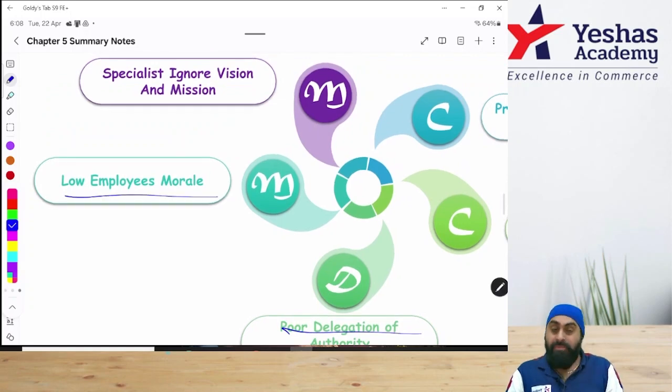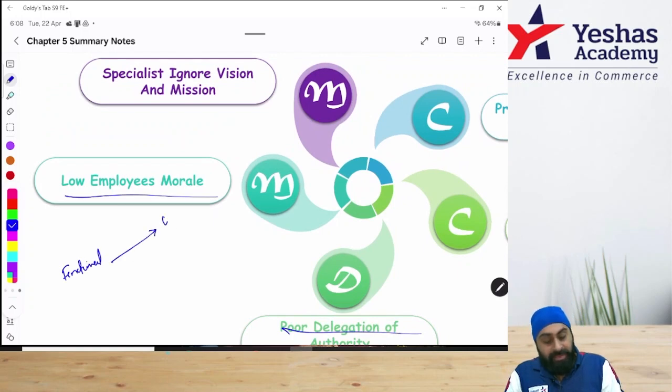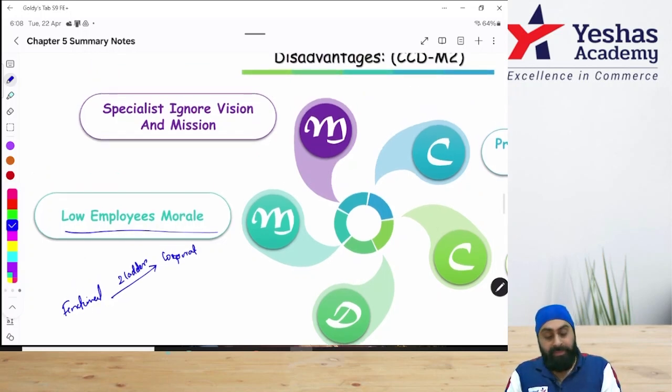People have low employee morale because, see, very interesting: you are a functional level manager and directly you become a boss at corporate level, the owner of the organization. So there are only two ladders for growth. There is limited growth, therefore there is low employee morale. Specialists ignore vision and mission.